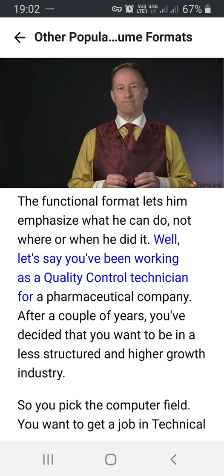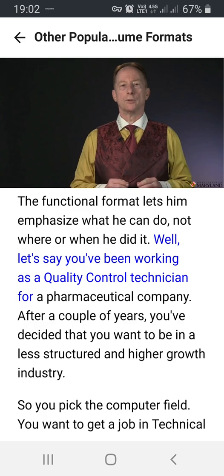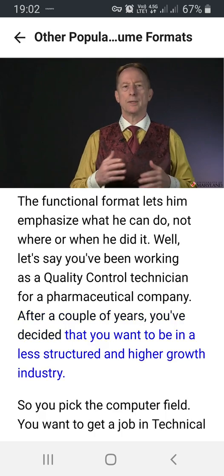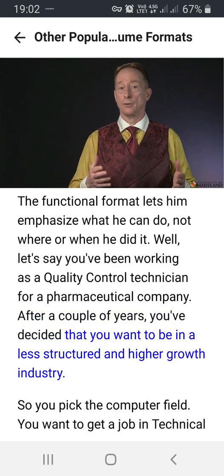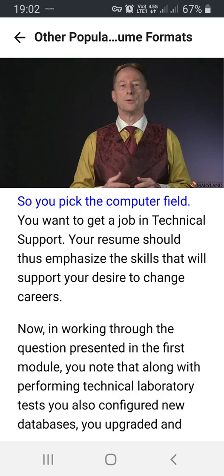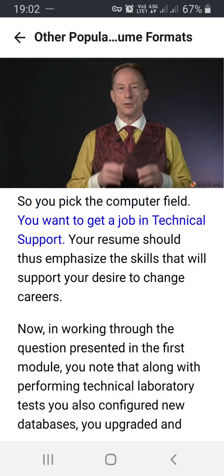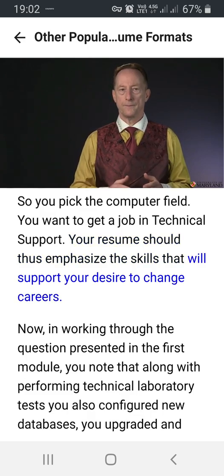Or let's say you've been working as a quality control technician for a pharmaceutical company. After a couple of years, you've decided that you want to be in a less structured and higher growth industry, so you pick the computer field. You want to get a job in technical support. Your resume should thus emphasize the skills that will support your desire to change careers.